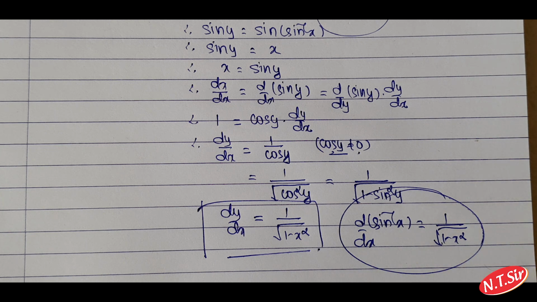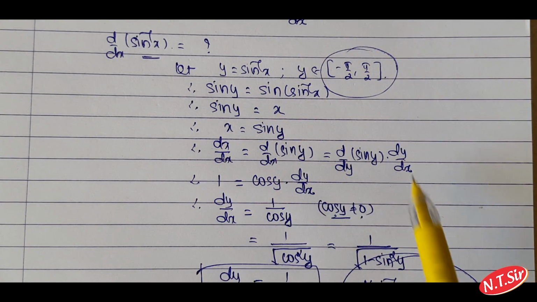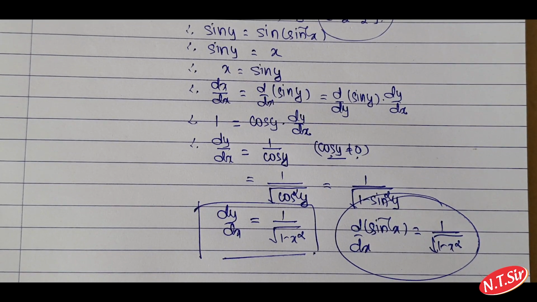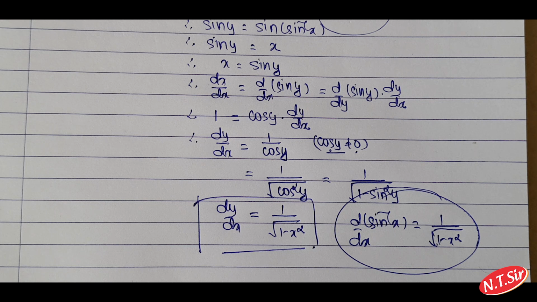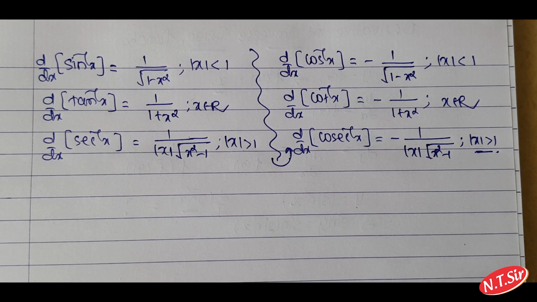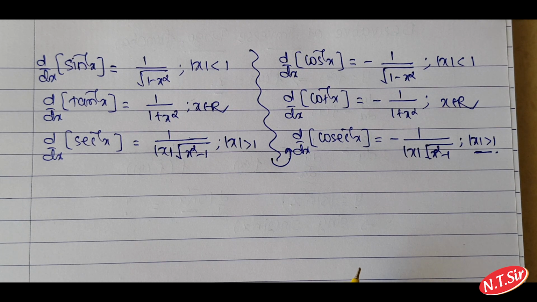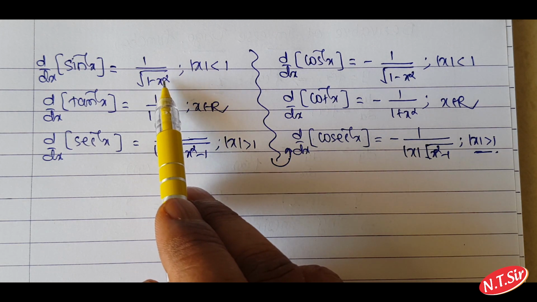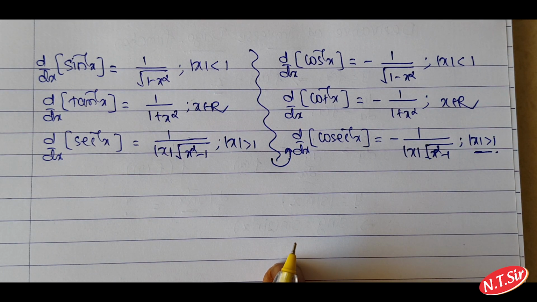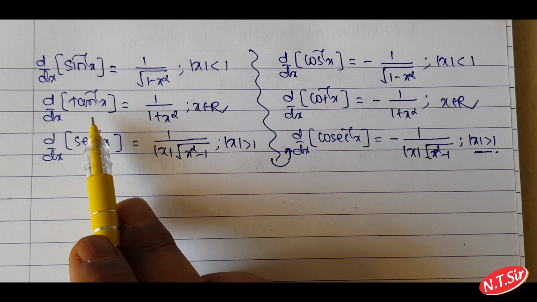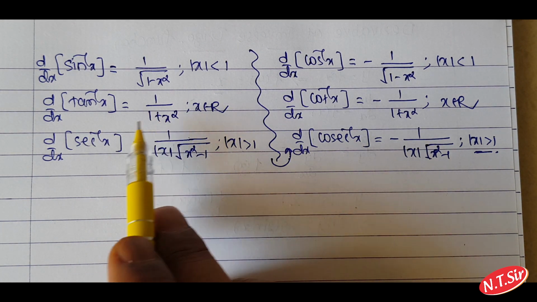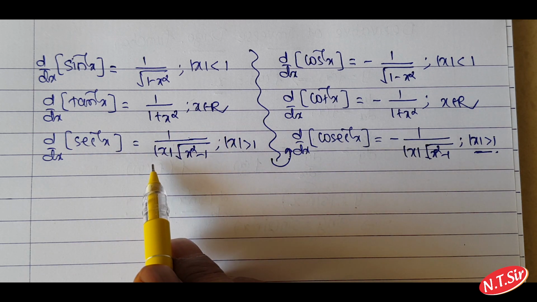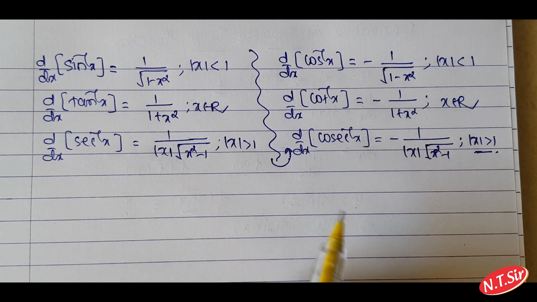This is one of the formulas for inverse trigonometric functions, and using this method you can similarly prove the formulas for the other trigonometric functions. Students, these are the formulas for inverse trigonometric functions. The derivative of sine inverse x is, as we proved, 1 upon under root 1 minus x square. The derivative of tan inverse x is 1 upon 1 plus x square, and the derivative of sec inverse x is 1 upon modulus of x into square root of x square minus 1.